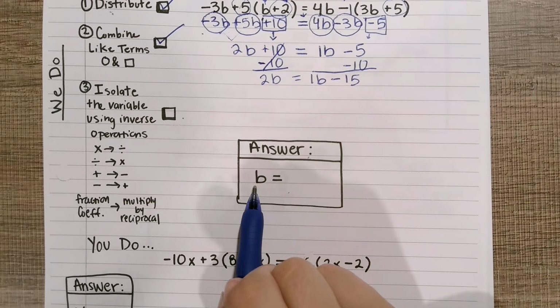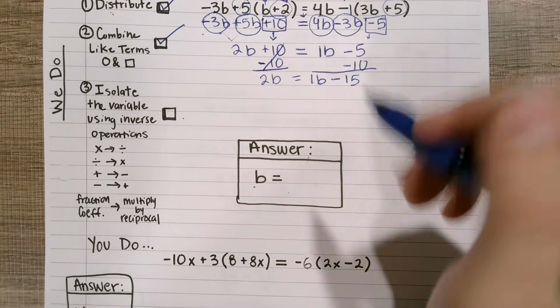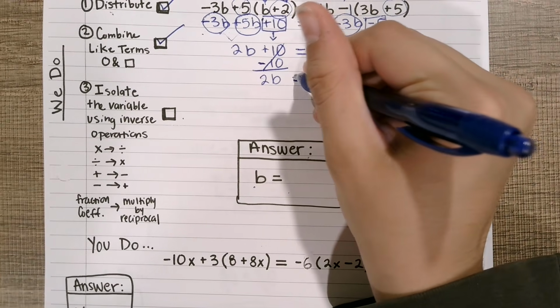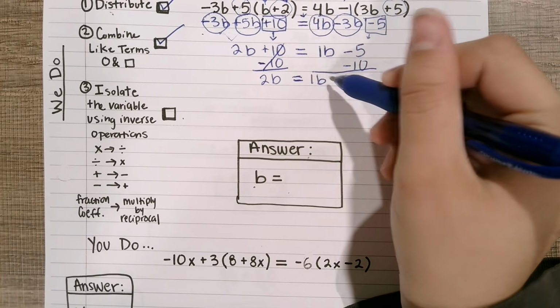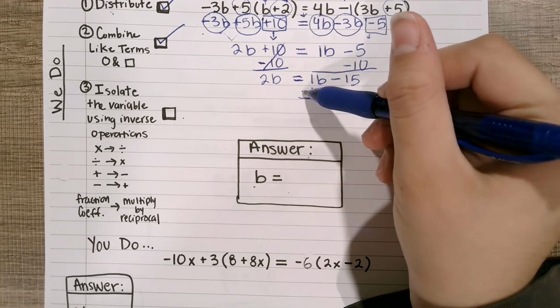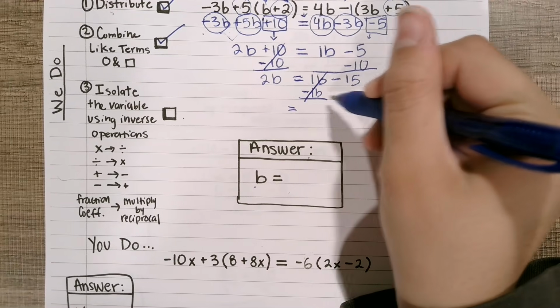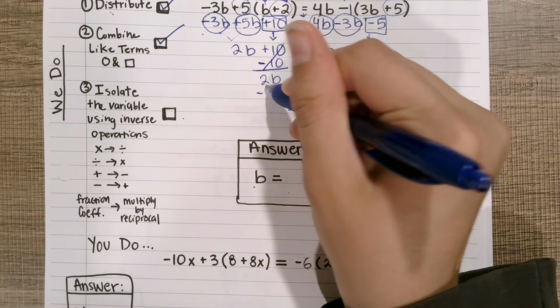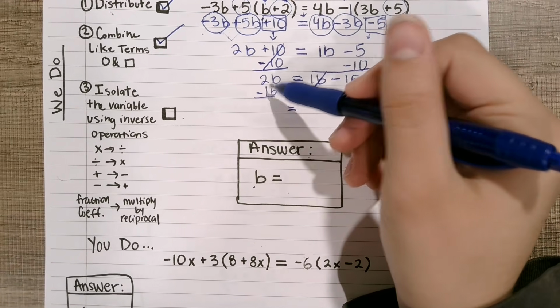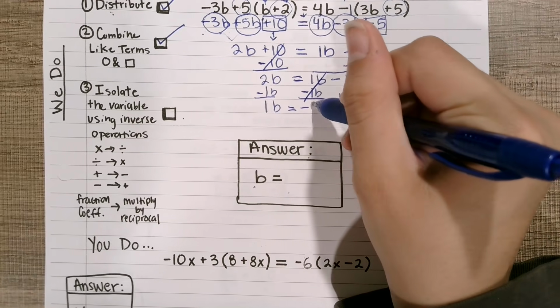Like I said, I want b all to one side. Let's move this over here by doing the inverse. The inverse of positive 1b is negative 1b, and 1b minus 1b, it cancels out. And whatever I do to one side, I do to the other. 2b minus 1b is 1b. Bring down the negative 15.